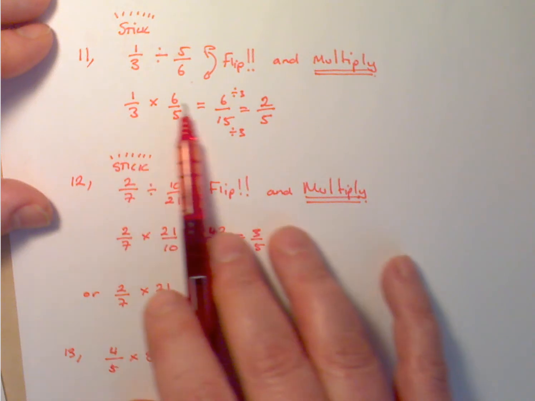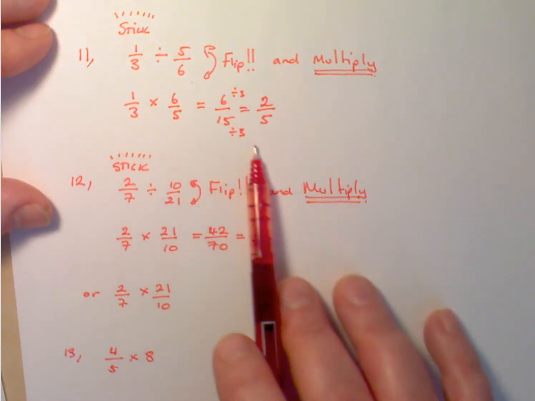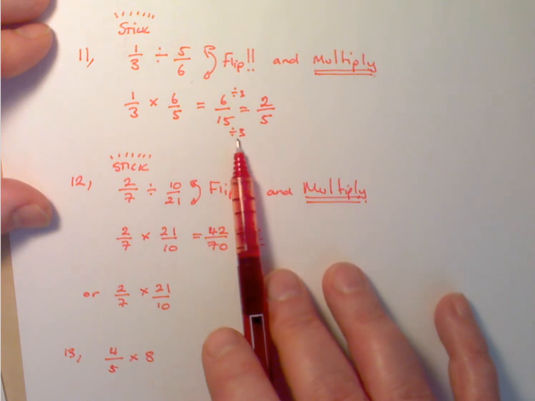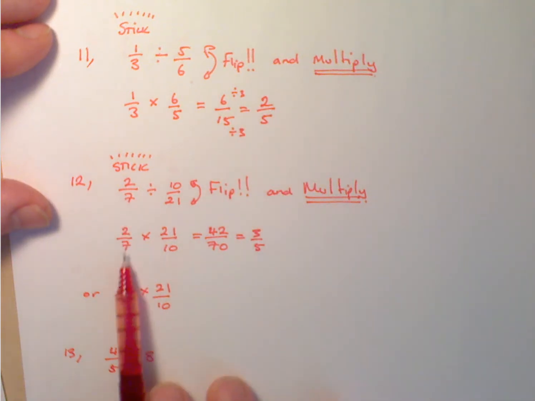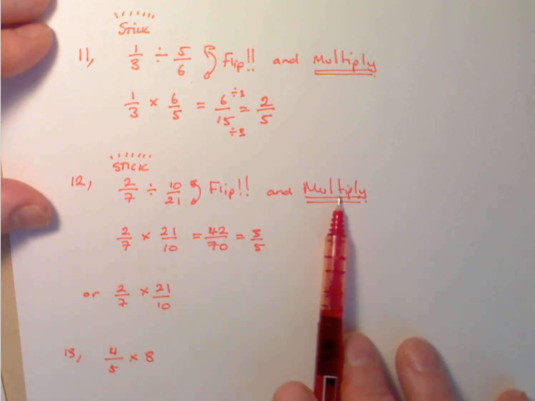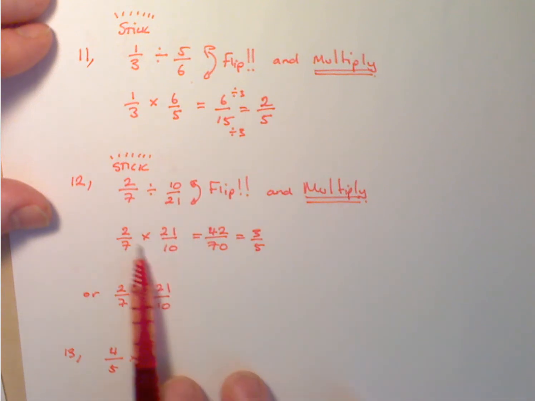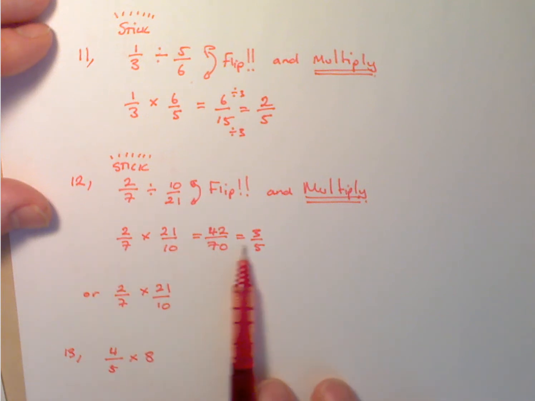1 times 6 is 6, 3 times 5 is 15. And on your calculator, or just by knowing both are divisible by 3, it cancels to 2/5. So I stick the first one, I flip the second one, and I multiply. Change the division to multiply. 2 times 21 is 42, and 7 times 10 is 70. I put it into the calculator, and it gave me 3/5.